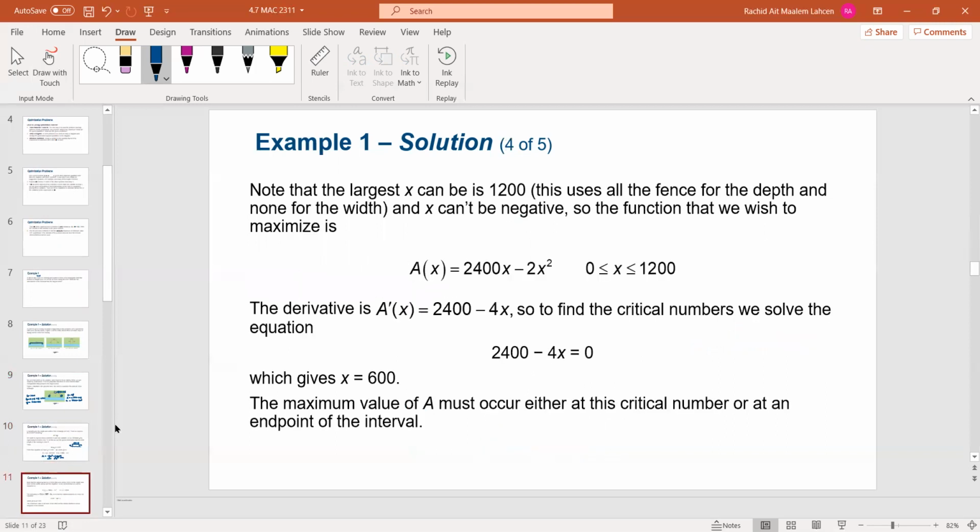The calc method, of course, is you're going to take the derivative, and for the 2400x minus 2x squared, it's going to become 2400 minus 4x, and we're going to set it to 0 because we need to find the critical value, which is the 600. So that's a critical value.